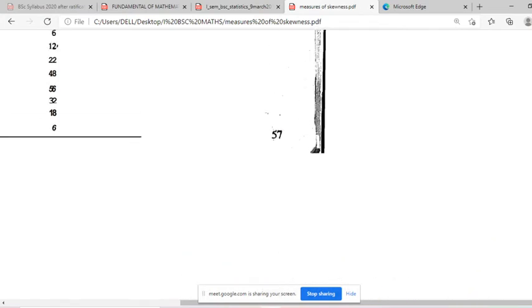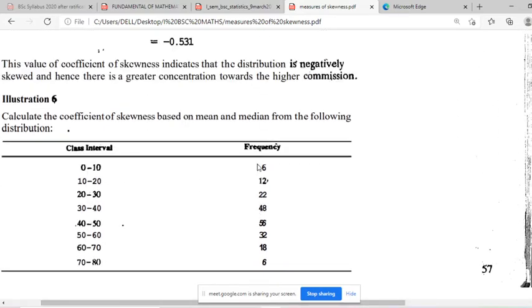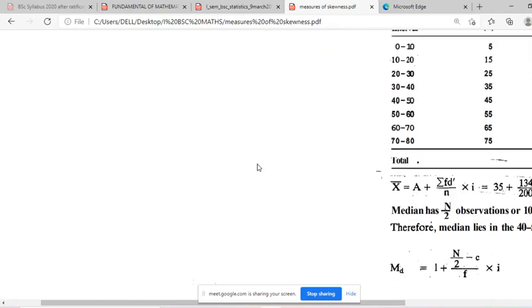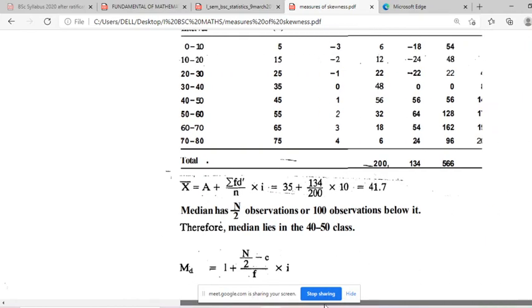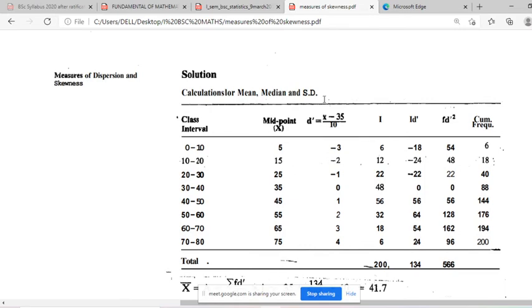Okay, what is the problem? The data is given like this. Calculate the coefficient based on mean and median. So we have to find out the median. What is the method of finding the median? As in the previous problem, you can find out the midpoint, and you can reduce by subtracting 35 and dividing by 10. So the data will be like this.